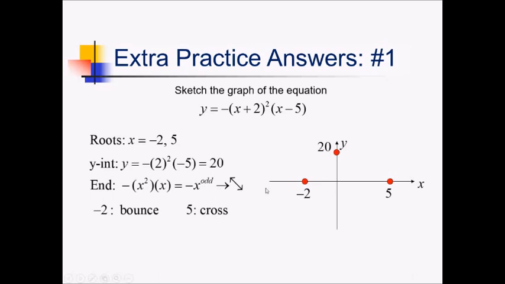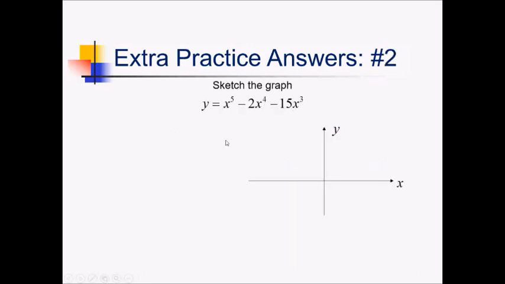All right, so starting above the x-axis, we said we're bouncing at -2. Now we go through that y-intercept, and we cross through 5, which leads us to end up below the x-axis, which is where our end behavior predicted we were going to end up.